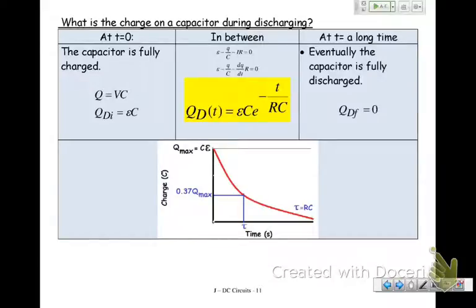EMF minus Q over C minus IR, where I is dQ by dt. We have an equation which has Q and dQ by dt. And what kind of equation is that? Isn't it a differential equation? Yes, Q and dQ by dt. Oh, I'm talking about the next one.